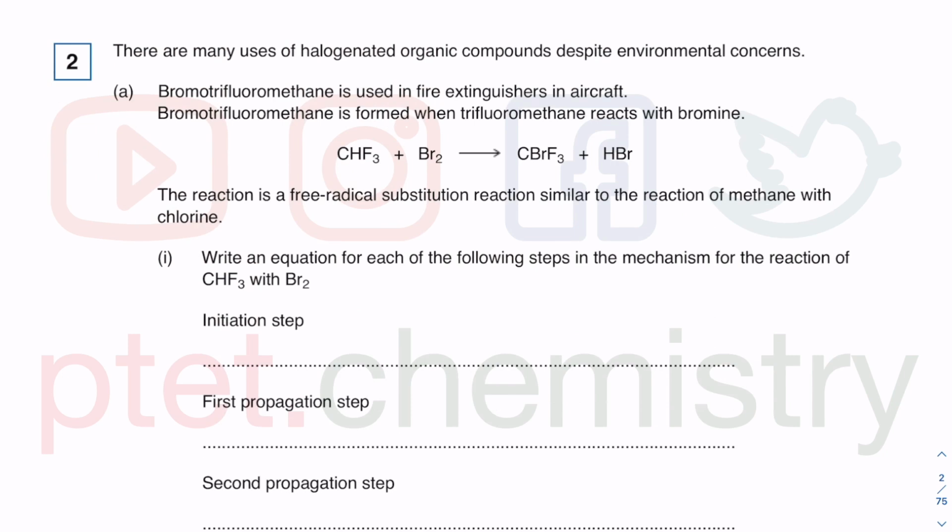In this second question, we're talking about uses of halogenoalkanes despite the environmental concerns. So this is bromoalkanes, which are used in fire extinguishers. We're talking about a free radical substitution reaction. This is a case study. It is similar, which means you know your case study, you are just applying it to a different case study here.